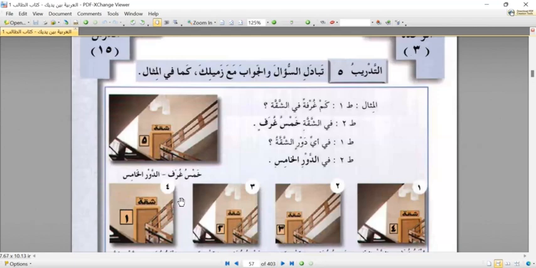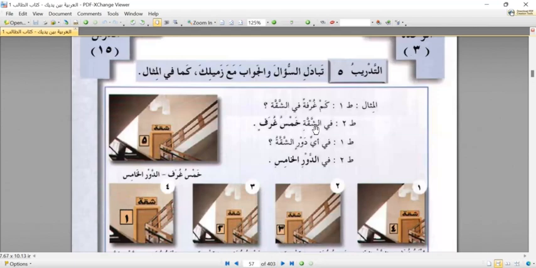And then the other person says في الشقة خمس غرف. Which means there are 5 rooms in the apartment. Now let's look at it. Literally, if you're to do a literal translation, you see, in the apartment are 5 rooms. Because في الشقة means in the apartment. خمس غرف means 5 rooms.